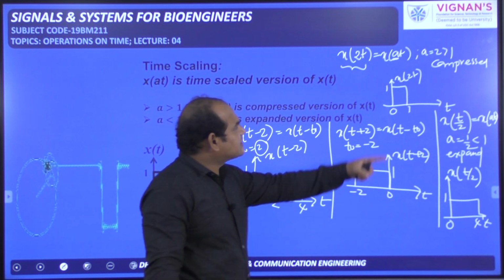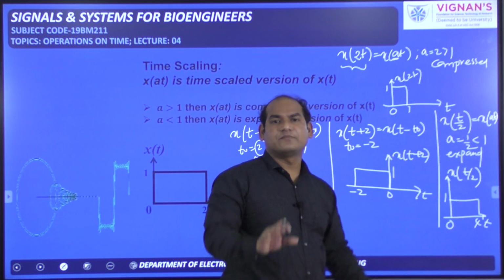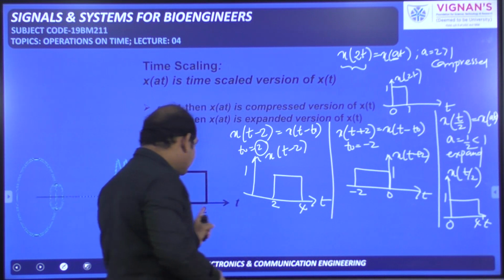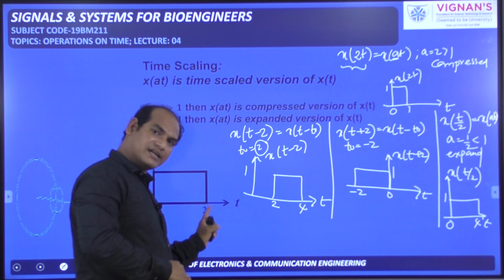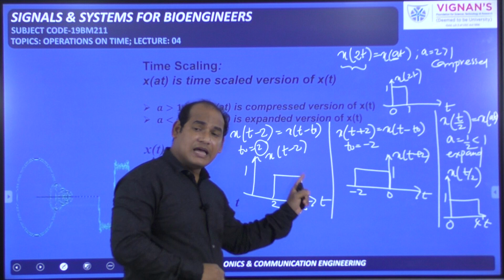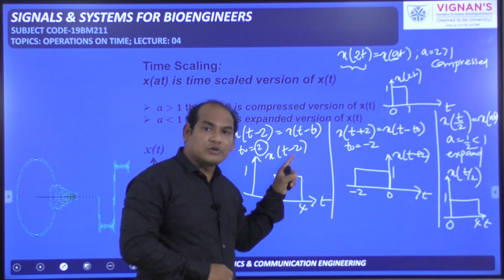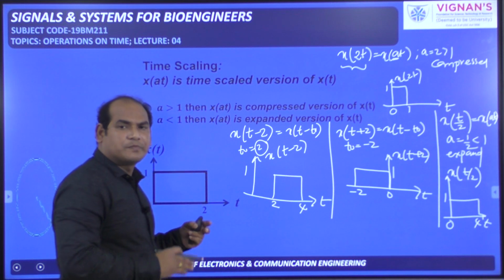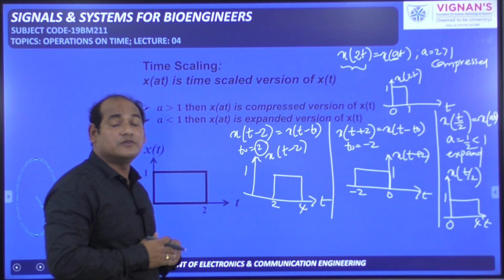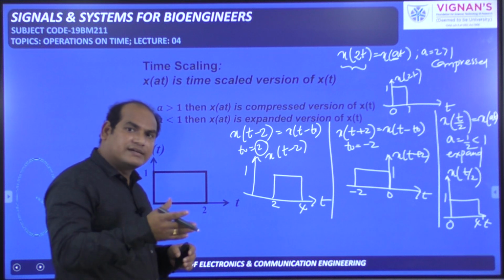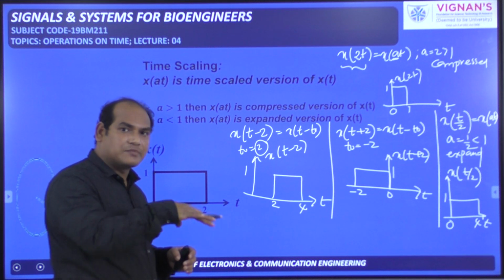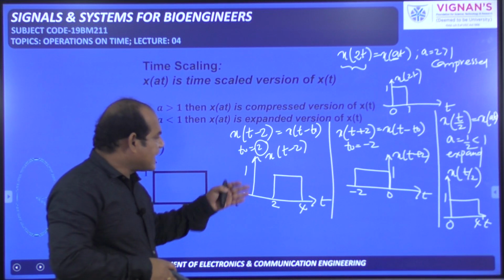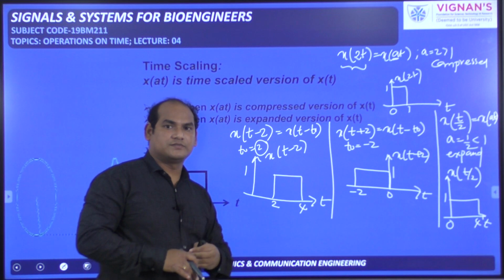So to draw whether the compressed version or the expanded version, the same procedure: the time axis should be divided with the scale factor a. In order to draw the time shifted version, we have to add t naught to the time axis. So practice many problems on this, then you will not get any confusion. Practice with the original method, the exact method I have done previously, and after that you will be familiar with this.